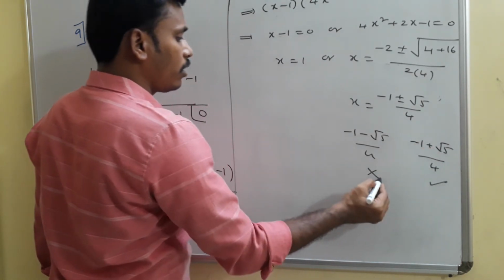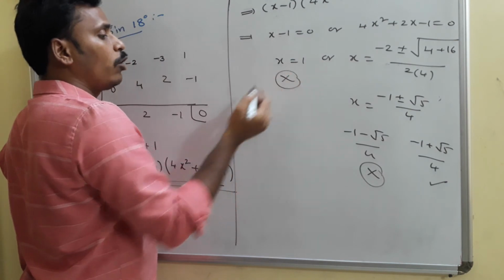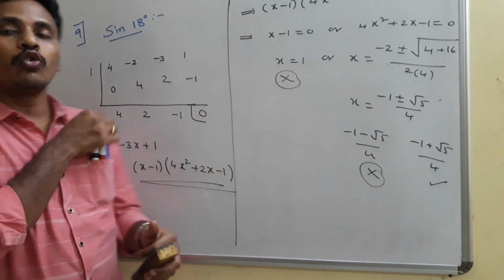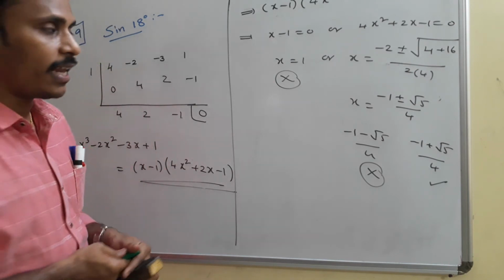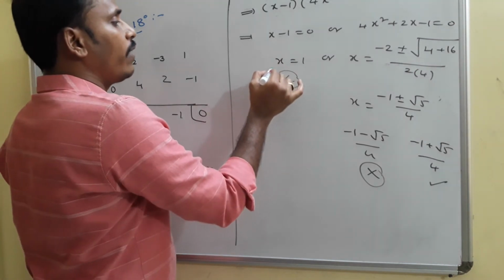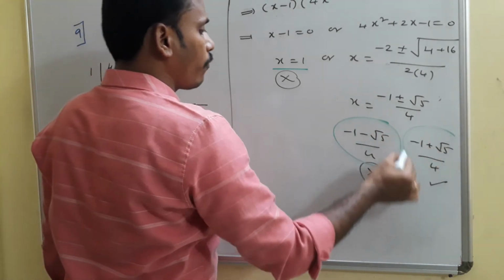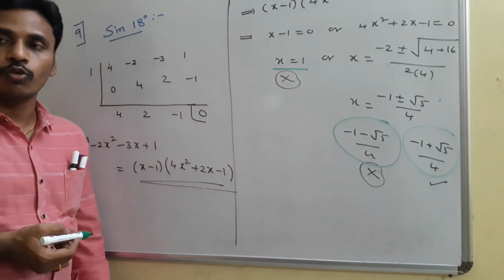Just have a look at this. Totally there are three values for x. What are those three values? Since the newly formed equation in terms of sin x is cubic, you will get three values: x = 1, x = minus 1 minus root 5 by 4, and x = minus 1 plus root 5 by 4.